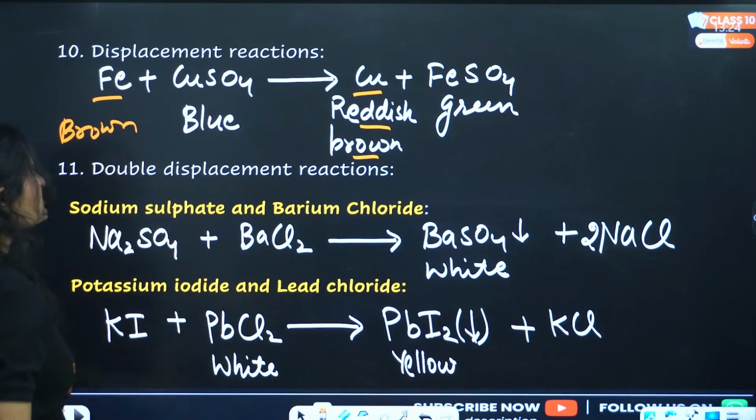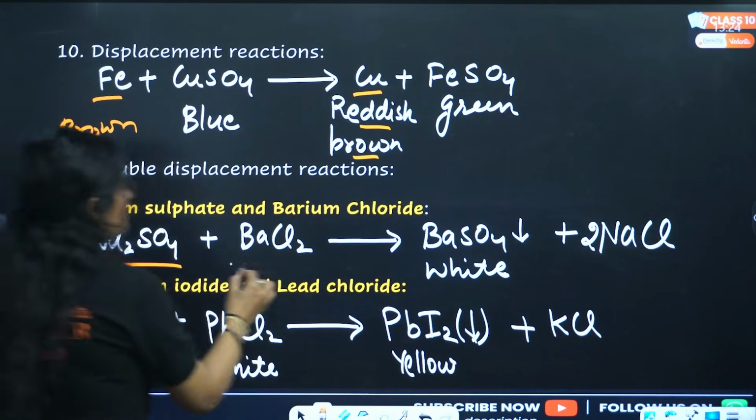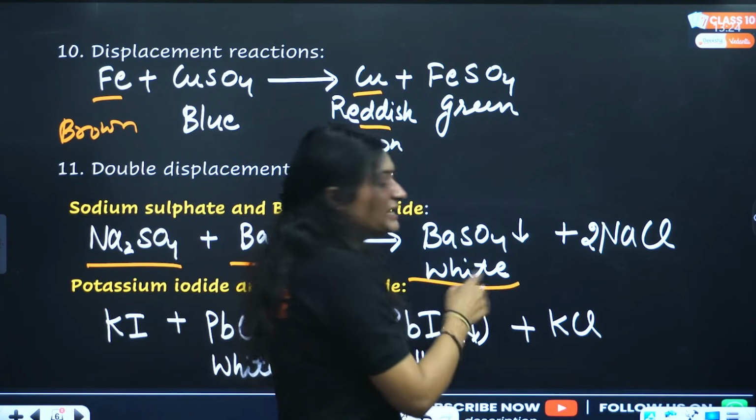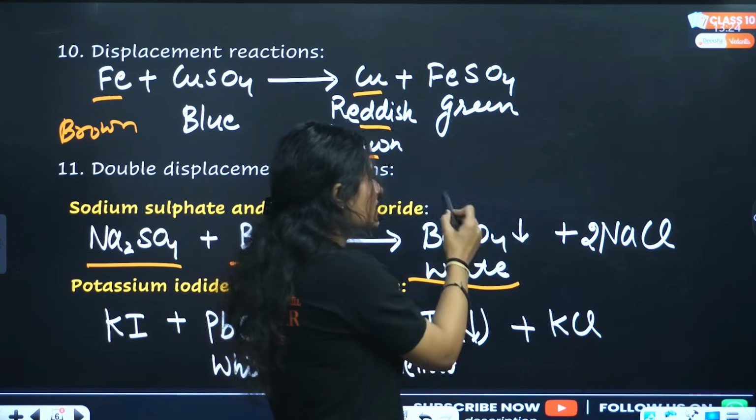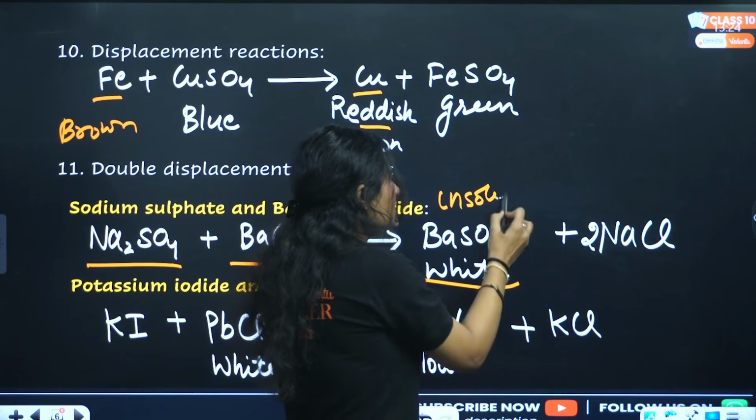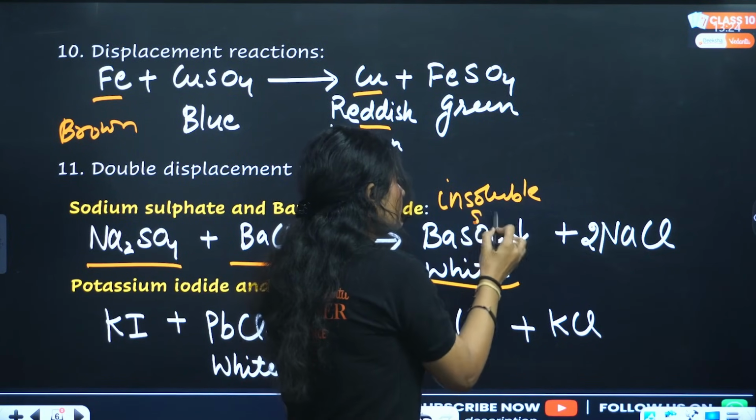Next is double displacement reaction. Sodium sulfate reacts with barium chloride, we get a white precipitate of barium sulfate and sodium chloride. This is the insoluble salt.